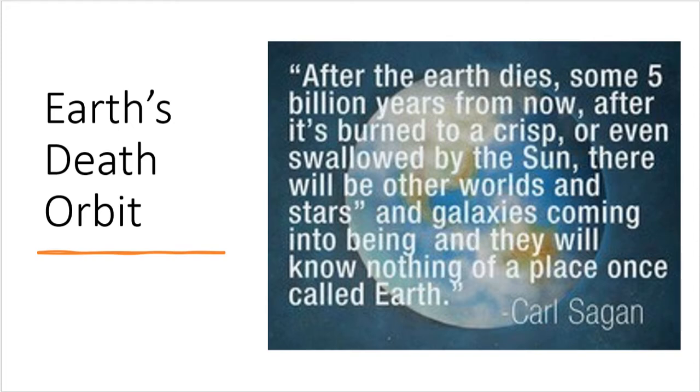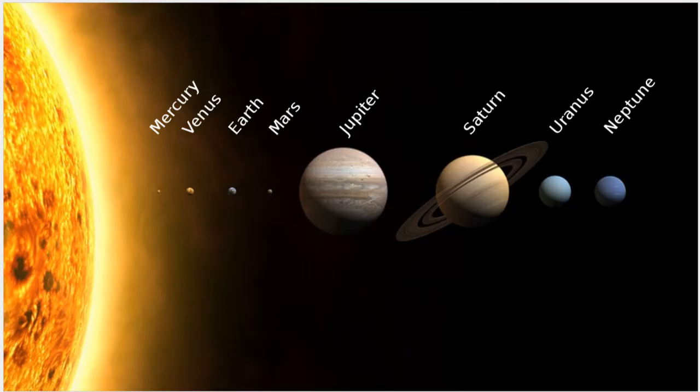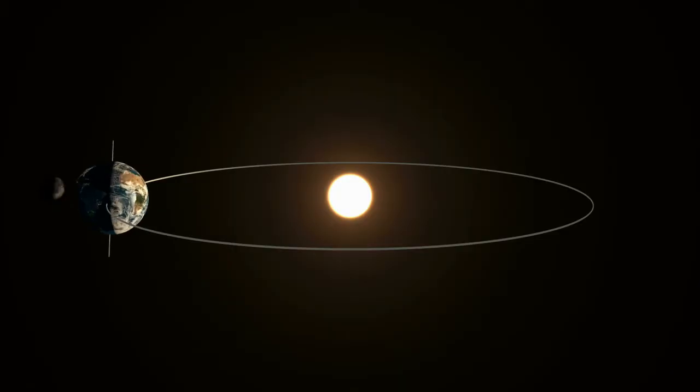Before I talk about Earth's orbit around the Sun, I want to give you some interesting fun facts on our home planet. Do you know that all the planets except for Earth were named after Greek and Roman gods and goddesses? However, Earth's name is a Germanic word which simply means the ground. Earth is the third rocky planet from the Sun at the average distance of 150 million kilometers, or 93 million miles. This distance is called 1 astronomical unit.